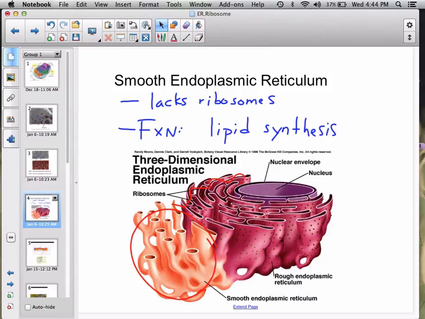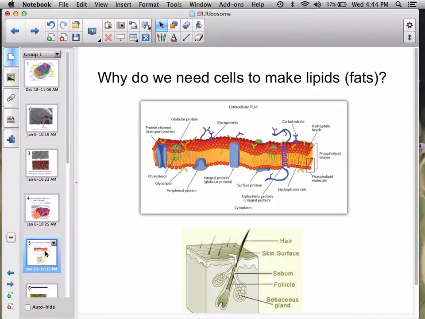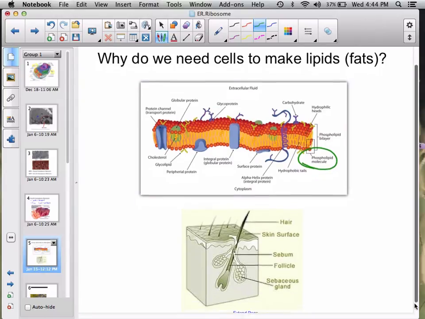Why lipids? Why do we care about lipids? Two main reasons that you should know about. One, lipids are a huge component of the cell membrane. You learned about phospholipids, the phospholipid bilayer. There are glycolipids, cholesterol, other components of the cell membrane that have a lipid base.